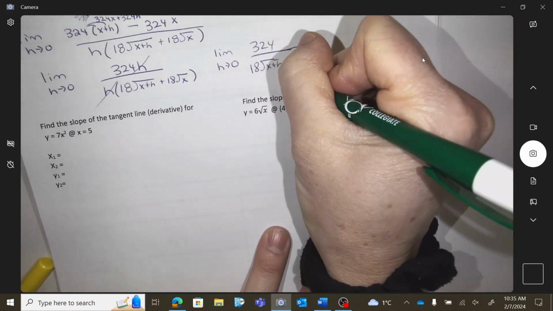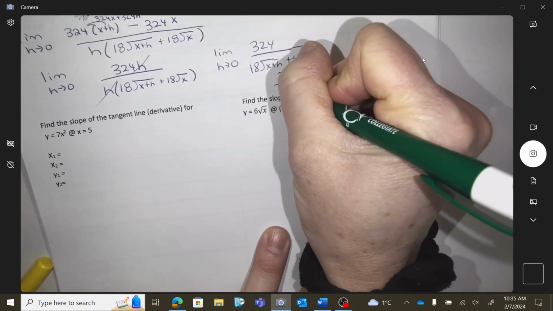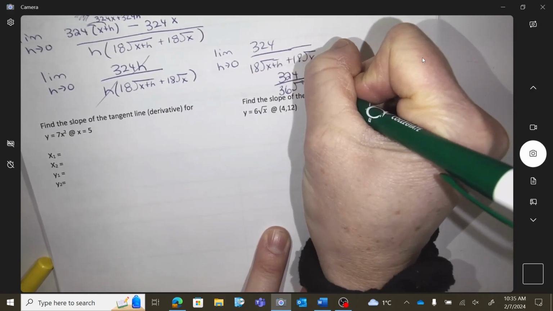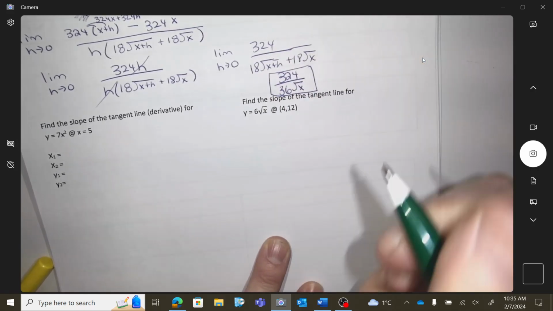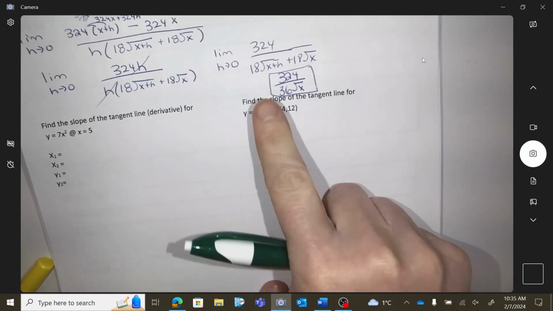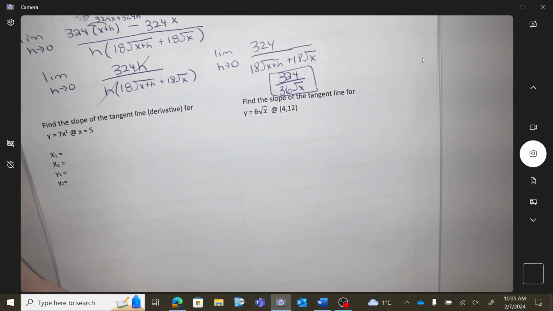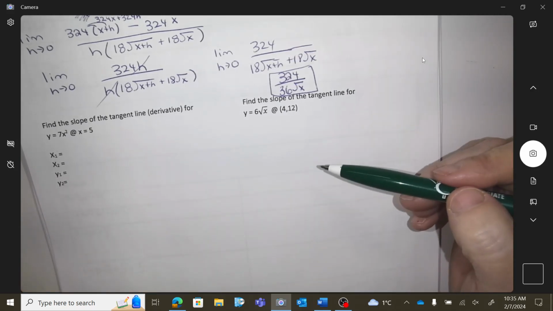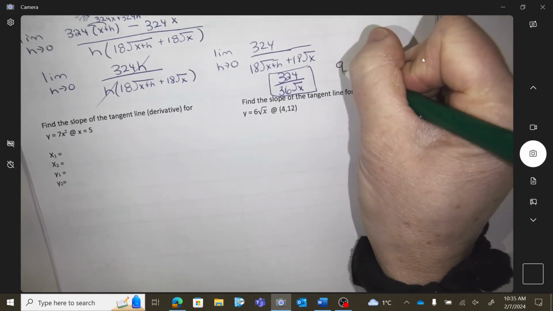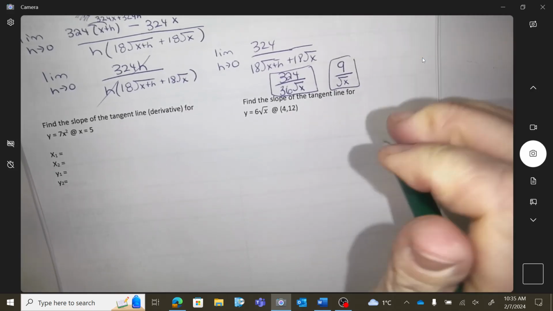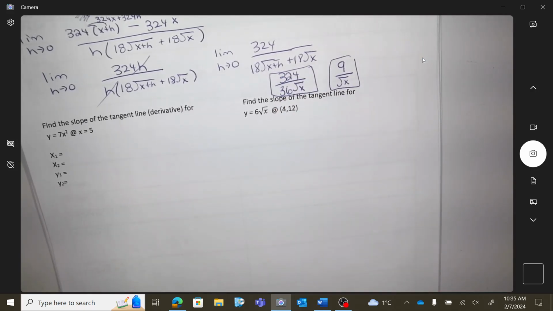18 root x, no, 18 plus 18. So is that 36 root x's? Right, 18 plus 18? Or, you know what else you could do? You could go 9 over root x, because that does divide. Okay, that's it. It's the same strategy. You're going to have the 3 types: polynomials, fractions, and radicals.